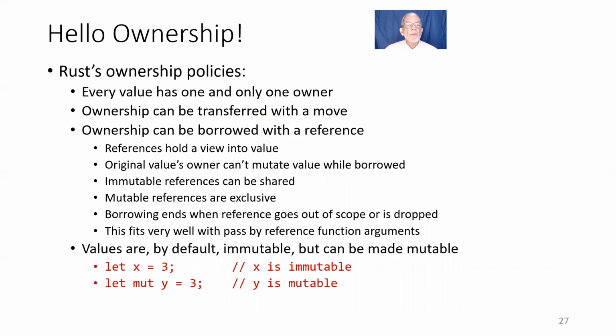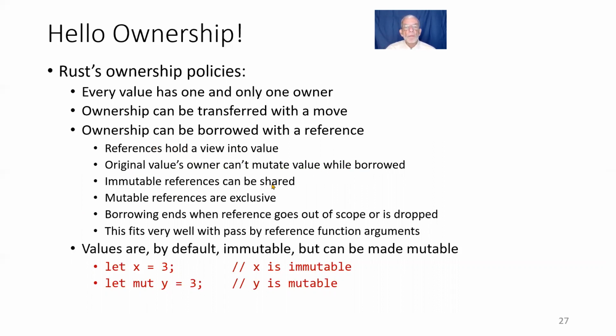When I drop the original owner, the vector or the string, then those resources are released. So they're freed from the heap memory. But when a reference is dropped, goes out of scope, nothing happens because it doesn't own that data. It's just borrowed a view into that data. So references hold a view into the data. The original value's owner can't mutate while borrowed.